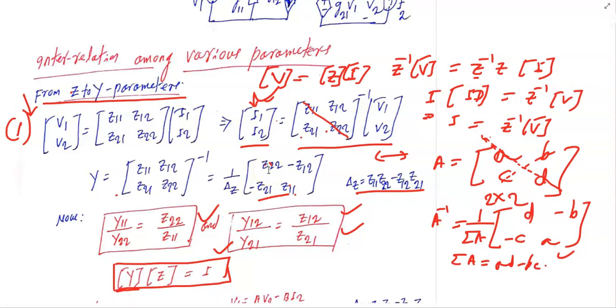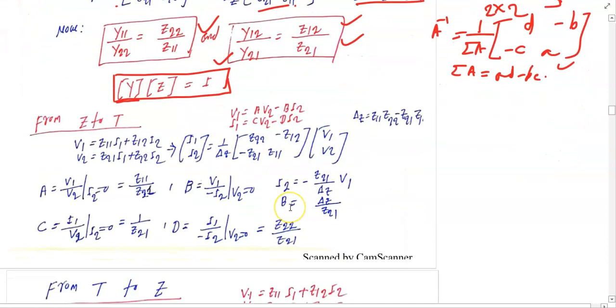But a real challenge arises when you convert from Z to T or Z to H or Y to H, like that. The procedure is straightforward. Here we'll discuss Z to T, the transmission parameters. First write the Z parameters equation, that is V1 equal to Z11 I1 plus Z12 I2 and V2 equal to Z21 I1 plus Z22 I2. Now, as I have told you, find the inverse of this equation, that is I1 I2 equal to inverse of Z times V1 V2.